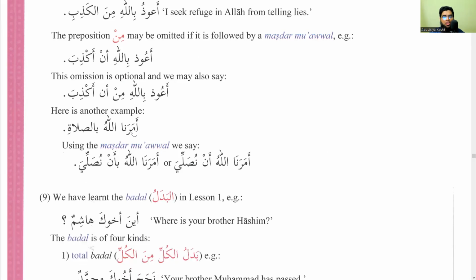Amaran Allahu bis salah. Allah commanded us salah. So amaran Allahu an nusalli or amaran Allahu bi an nusalli, because amara comes with bi many times. So you can use bi, or you can delete the bi also if you're using fi'l mudari.